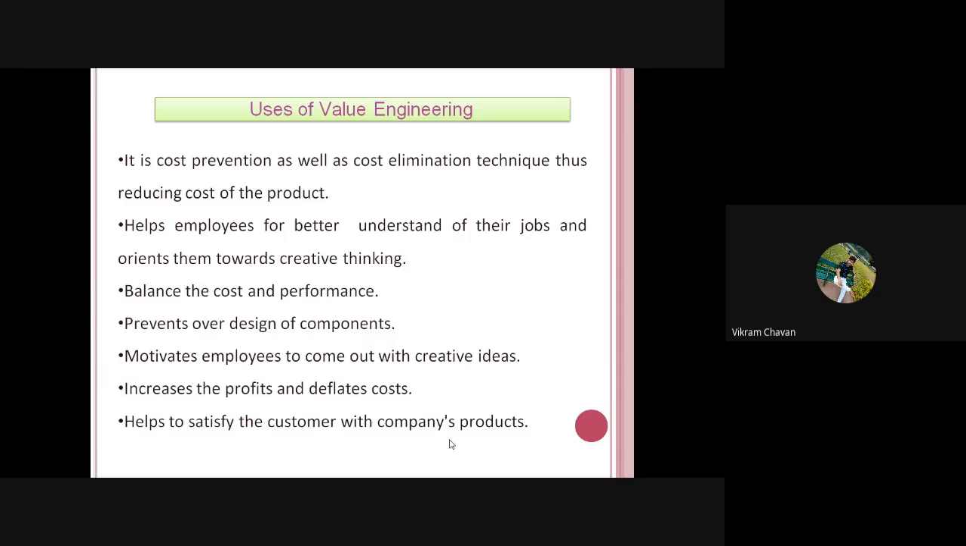It helps employees to better understand their jobs and orients them towards creative thinking. Value engineering also enhances the morale of employees, showing how to perform any task and what not to do during the work, or while performing that particular job. And this will help creative thinking.